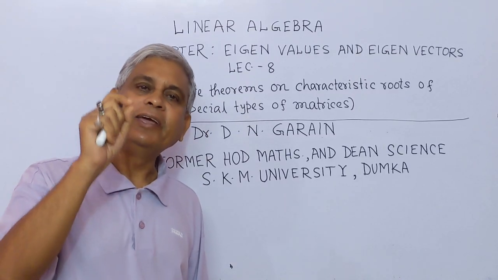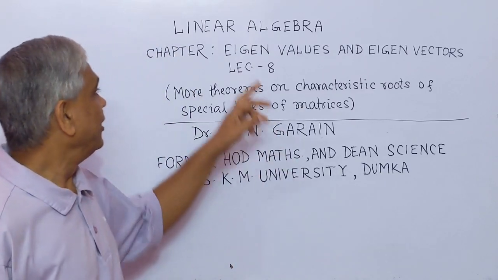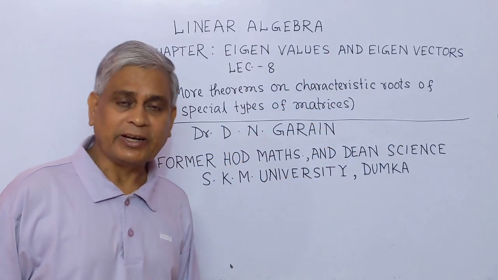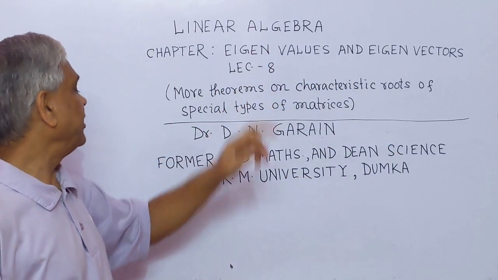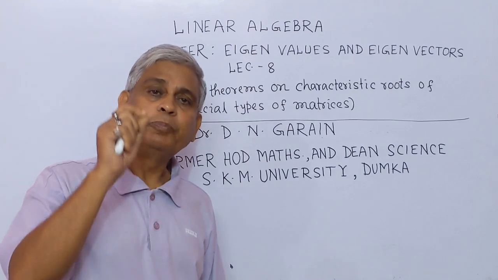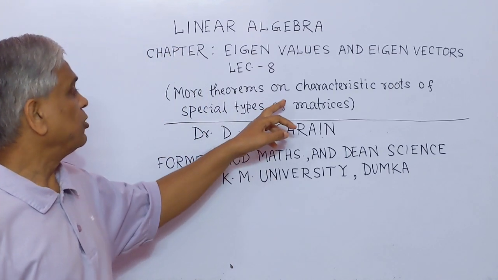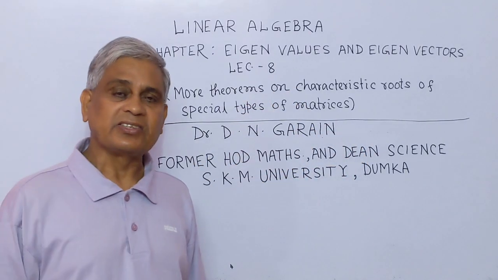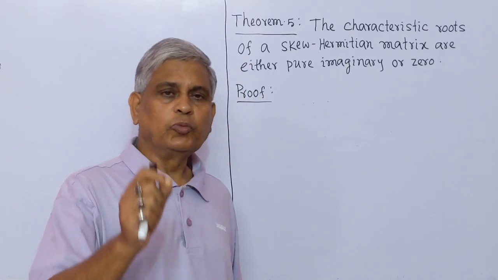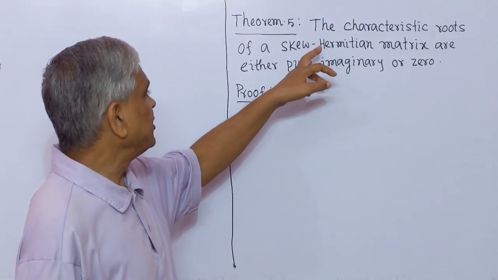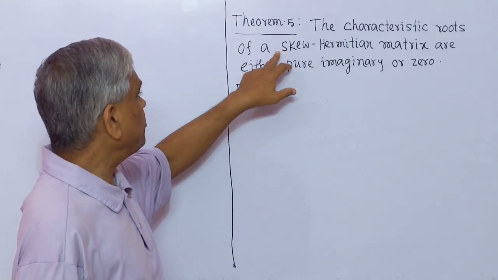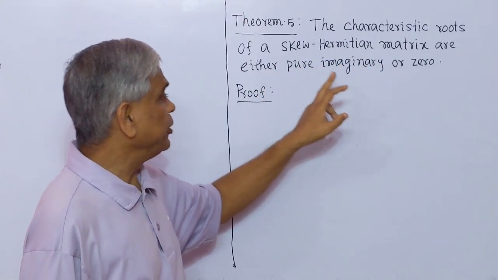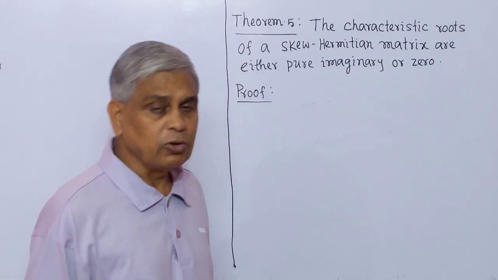Today I will deliver a lecture on linear algebra, chapter Eigenvalues and Eigenvectors. Lecture number 8, in which I will prove more theorems on characteristic roots of special types of matrices. Now we prove a theorem. The theorem is: the characteristic roots of a Skew-Hermitian matrix are either pure imaginary or zero.